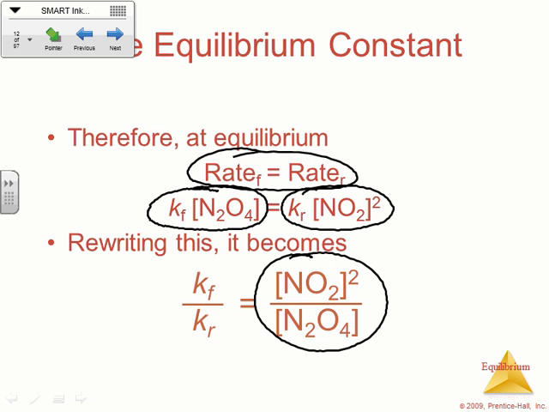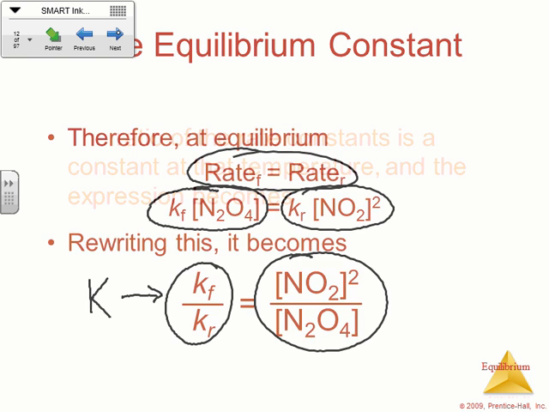All right? So why does that help us? Well, the reason it helps us is because these two are both constants. These are rate constants. So we can actually consider that to be one big constant. Because you know, multiply two constants together, you still get a constant. Divide two constants by one another, you still get a constant. So we're going to call that constant big K, and big K, we're going to call the equilibrium constant.